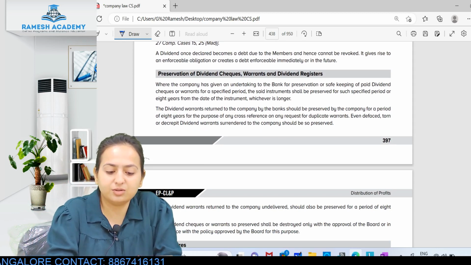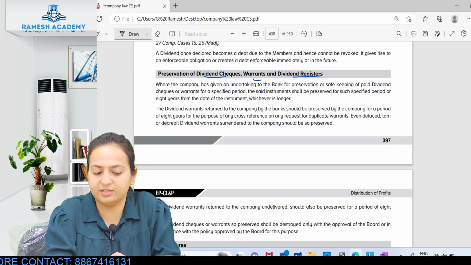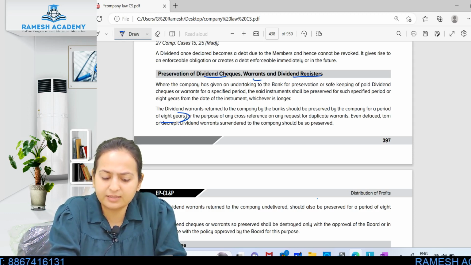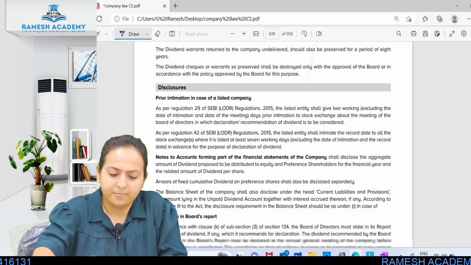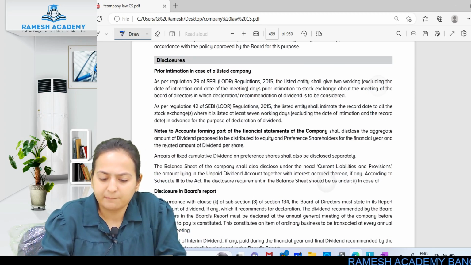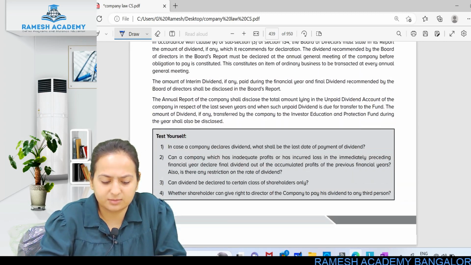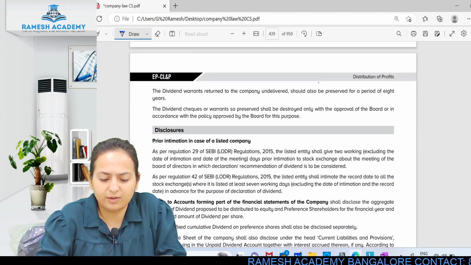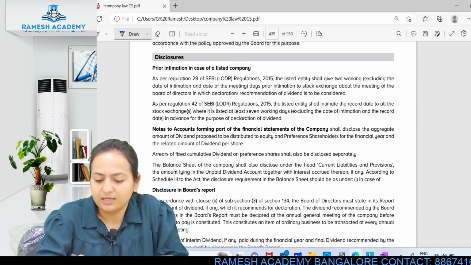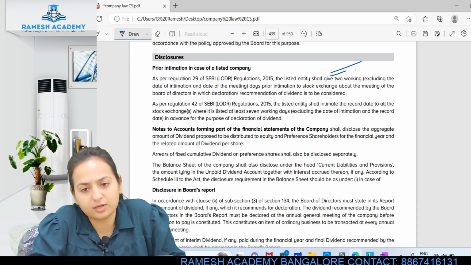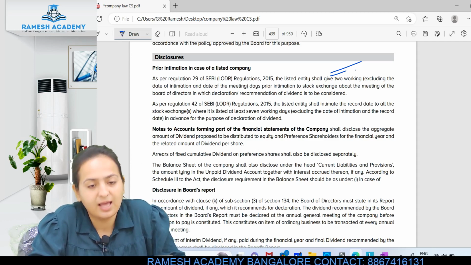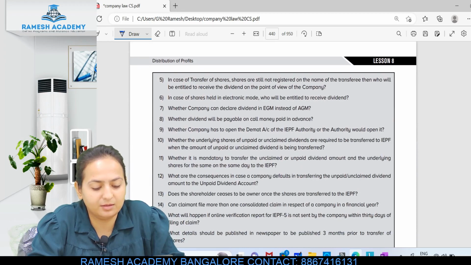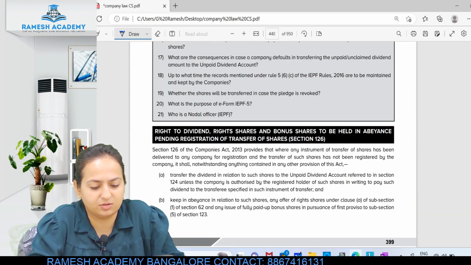So, preservation of the dividend cheque, warrants and dividend registers. You have to preserve them for how many years? 8 years. Yes. Next is the disclosures. Under the Companies Act, it has said listed companies, which are listed on the stock exchanges, that is the National Stock Exchange and the Bombay Stock Exchange, have to make disclosures prior to declaring the dividend. You can just read this, it is not that much important.